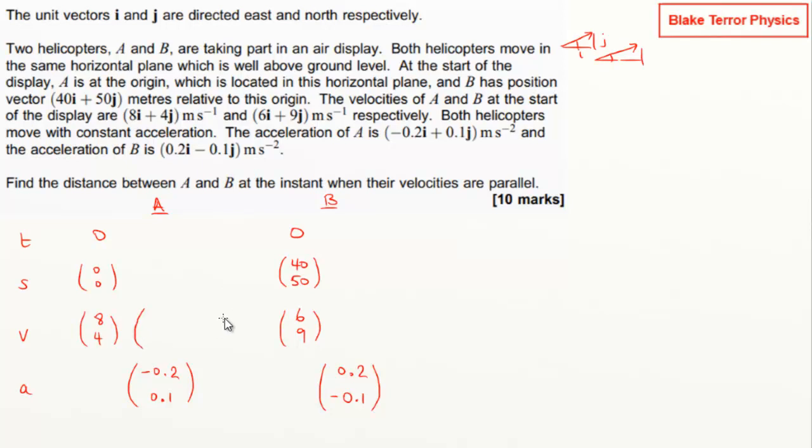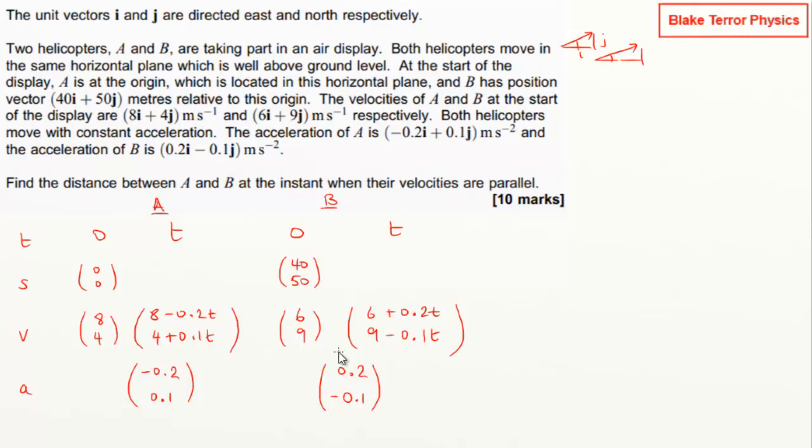So at the time that they're parallel, we're going to need a general form of the velocity at time t. And the change of velocity is the accumulation of the acceleration. So that will be 8 minus 0.2t and 4 plus 0.1t for A. This will be 6 plus 0.2t, and this will be 9 minus 0.1t for B. So dividing top and bottom in these vectors should give us the same answer when their velocities are parallel.